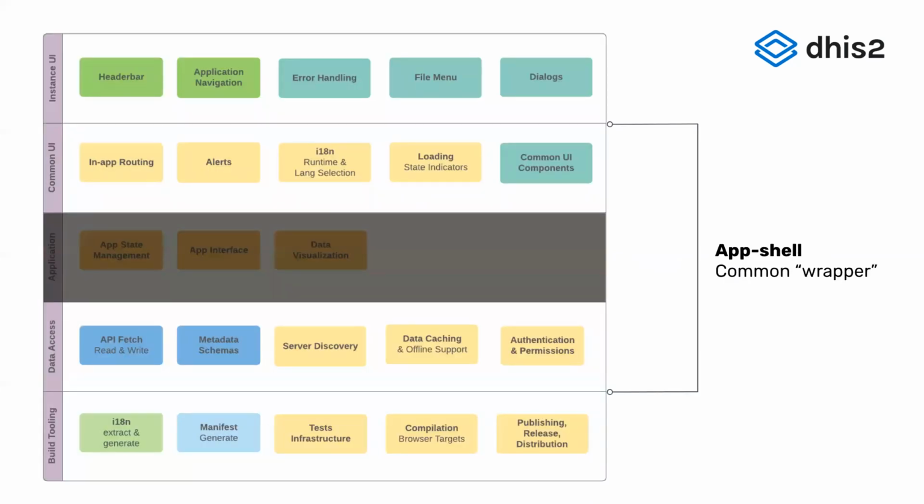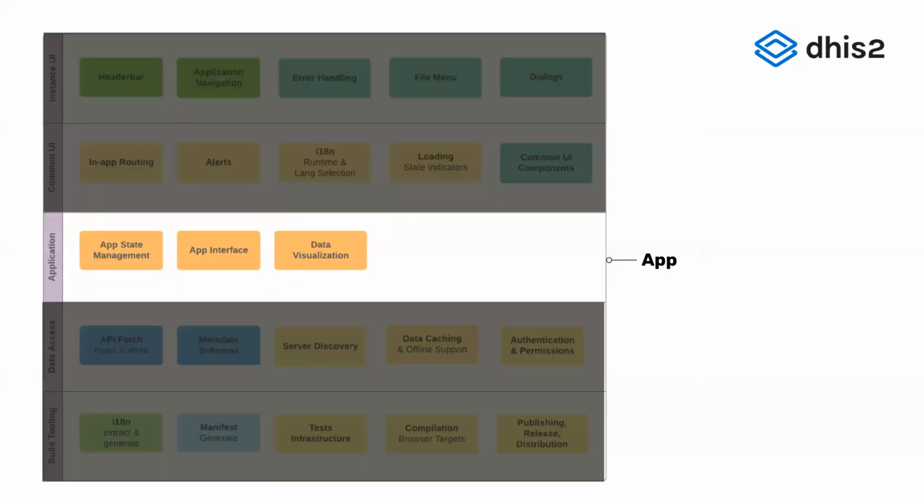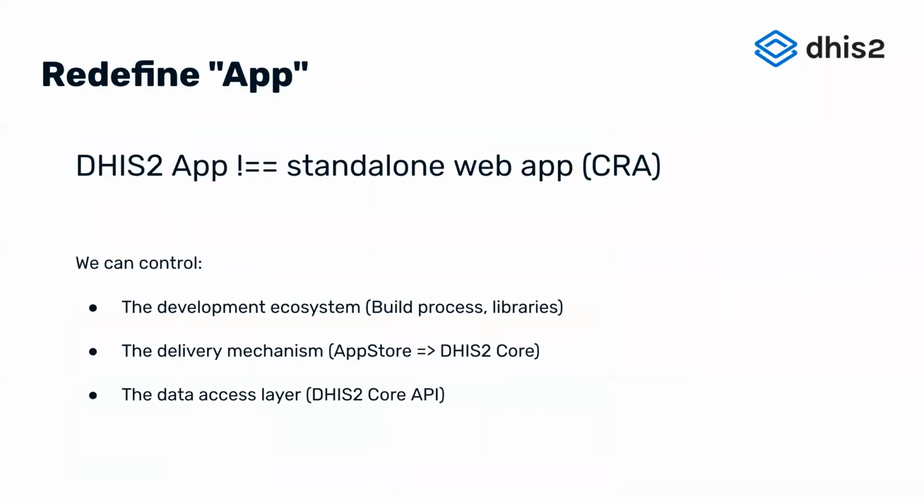The rest of that we're calling an app shell. And that basically is what this inversion of control is. So the app shell is the wrapper of the application, and the application can focus on just what it cares about, what makes it special and what makes it tick. So in this way, what the application platform does is it redefines what an application is in the DHIS2 ecosystem.